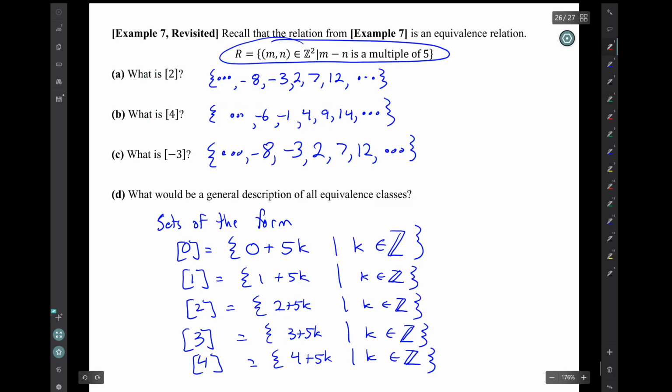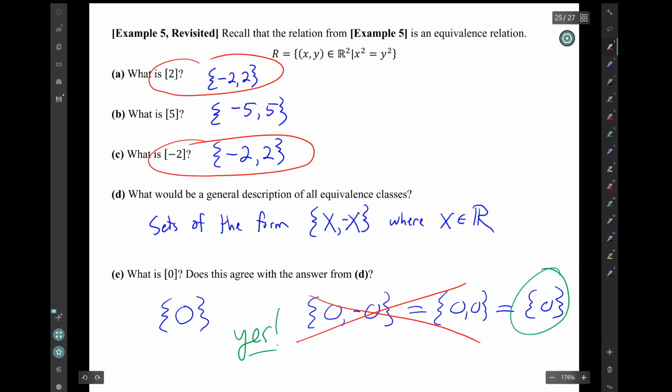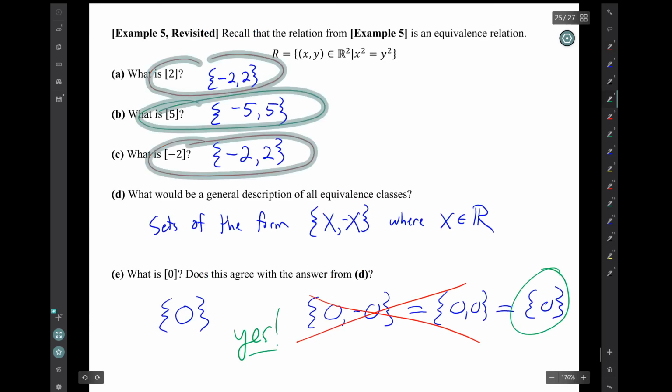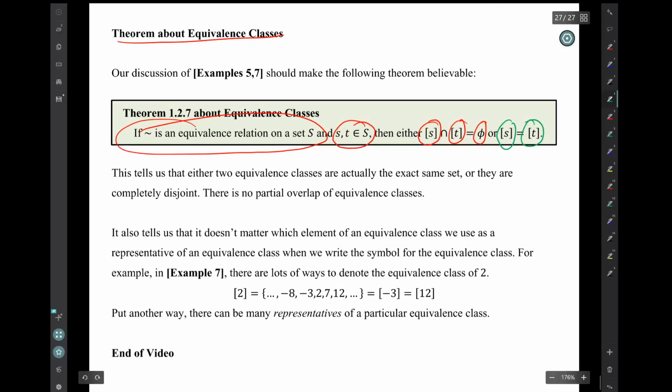Let's look at the previous example. The equivalence class for 2 was the same as the equivalence class for -2. The equivalence class for 5 was completely disjoint from that. So this theorem about equivalence classes is believable. 2 equivalence classes for a relation are either exactly the same set or they're completely disjoint. That is, there's no partial overlap of equivalence classes.